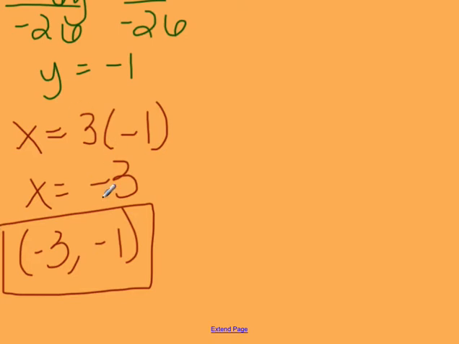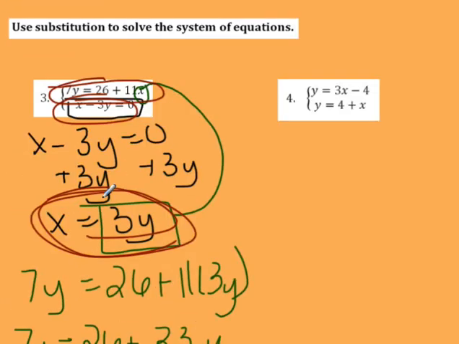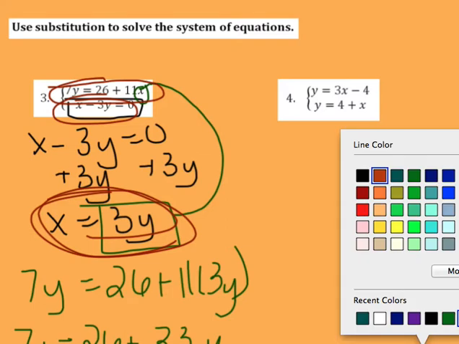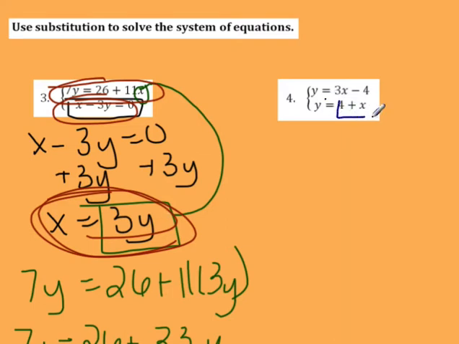So for number 4, what we have is two equations that are solved for y. So that's great. That makes it really easy to use substitution. Well, here I get that y is equal to 4 plus x. So 4 plus x and y are the same thing. So where I see y up here, I'm going to plug in 4 plus x. So 4 plus x is equal to 3x minus 4.